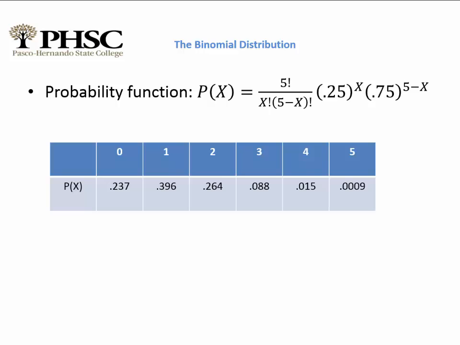So what happens is that P of x, when x is 0, the probability that I get 0 spades is 0.237. Probability I get 1 spade is 0.396, 2 spades is 0.264, 3 spades is 0.088, 4 is 0.015, and then getting 5 spades is a really low probability, which is 0.0009. And we can evaluate each one of these simply by replacing x with 0, and then we'll get the 0.237. With 1, we'll get the 0.396, and so on.